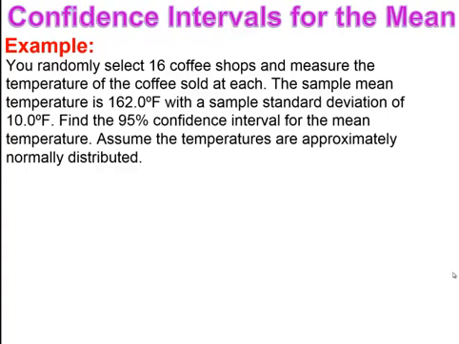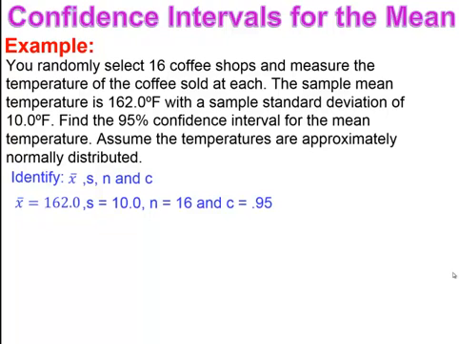So again, we have a t-distribution. It's meeting that condition. Our sample size is less than 30, and we have our sample standard deviation versus the population standard deviation. And that is key information. So I'm going to identify my mean, my x-bar, my sample standard deviation, the sample size, and my level of confidence C. So in this case, we get 162 is our mean, the standard deviation is 10, the sample size is 16, and we're looking for a confidence interval with a confidence level of 0.95 or 95%.